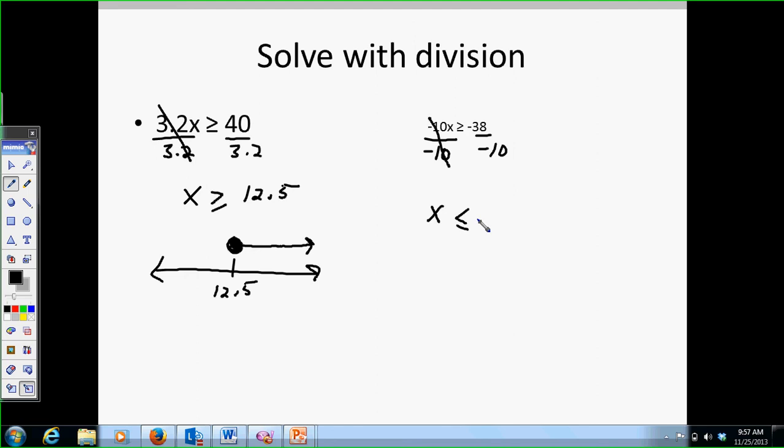And then if I use my calculator to actually do the calculation of 38 divided by 10, I highly suggest you use your calculator on these calculations, and you get 3.8. And if I graph this number, I'm talking about the number 3.8. I have a closed circle again because I have the or equal to. X is less than goes to the left, and that's how I would graph that solution.